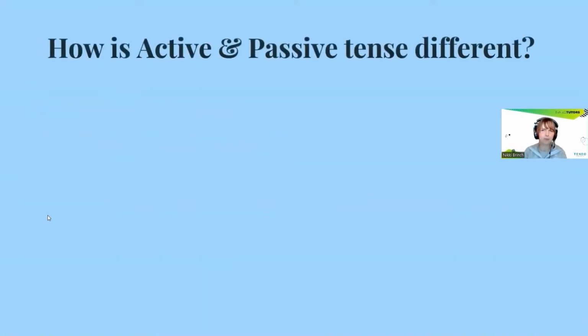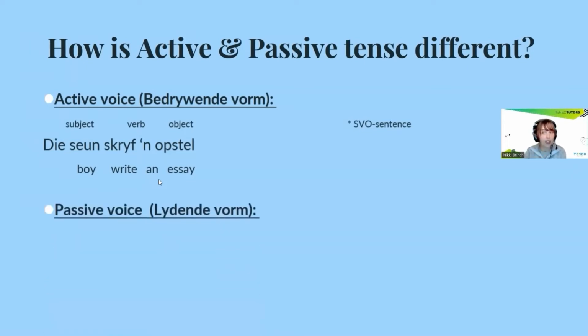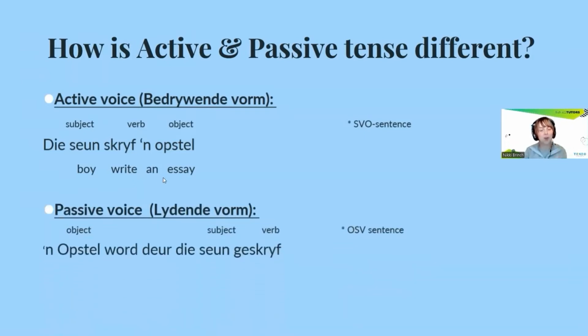So how are active and passive voice different? Active voice in English, we know it starts with the subject, then the verb, then the object. Is it the same in Afrikaans? Yes, it is. So here we start with: die seun skryf 'n opstel. The boy writes an essay. Here we have an SVO sentence. And in the passive, does it stay the same as well? Yes, it does. 'n Opstel word deur die seun geskryf. The structure remains the same, which is awesome because you already know how to do it in English now.